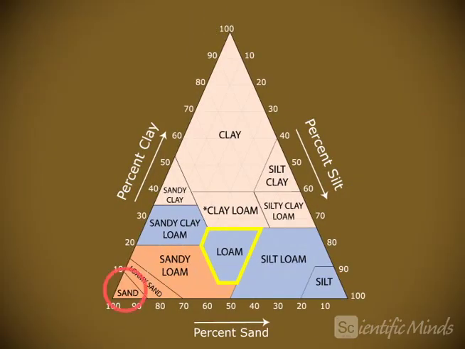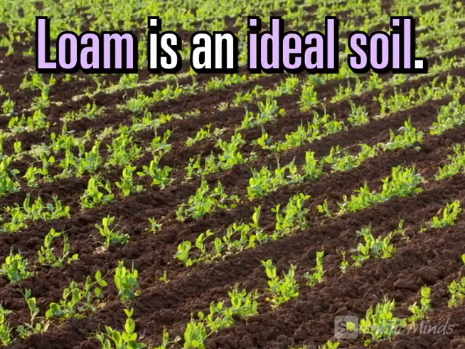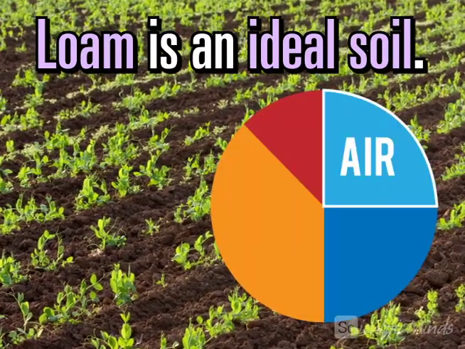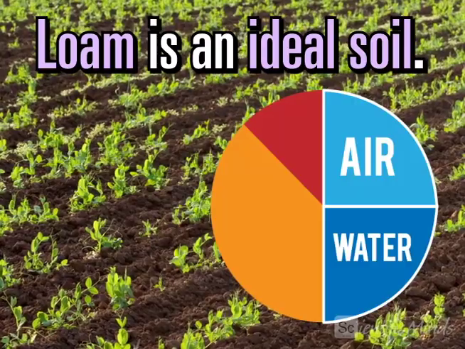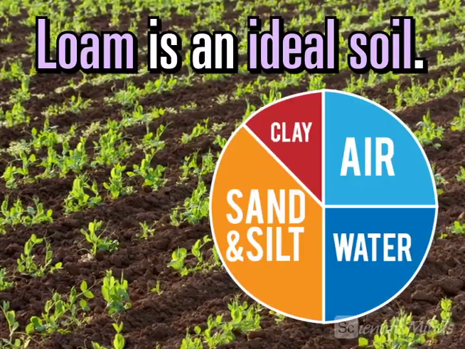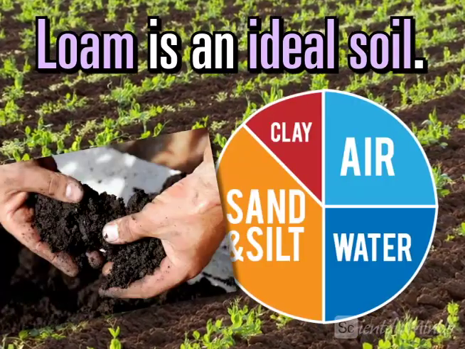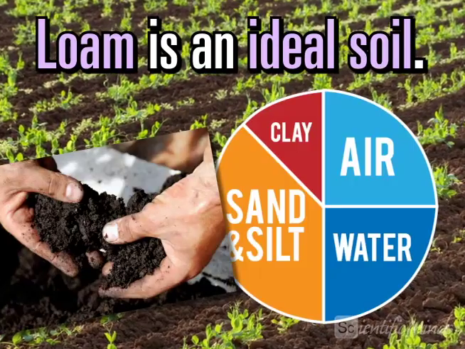Loam is a mixture of sand, clay, and silt. Loam is an ideal soil with about 25% air, 25% water, and about twice as much sand and silt as clay. It forms a ball when squeezed, but crumbles easily when broken up.